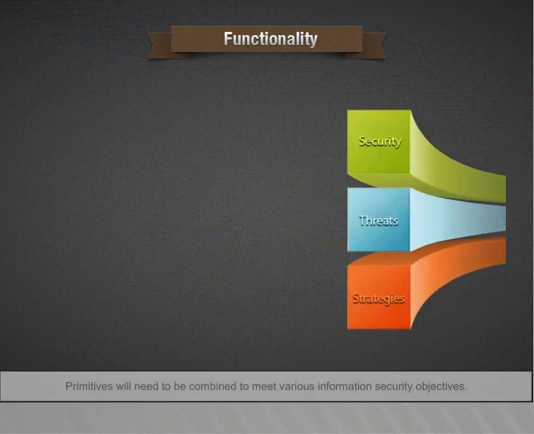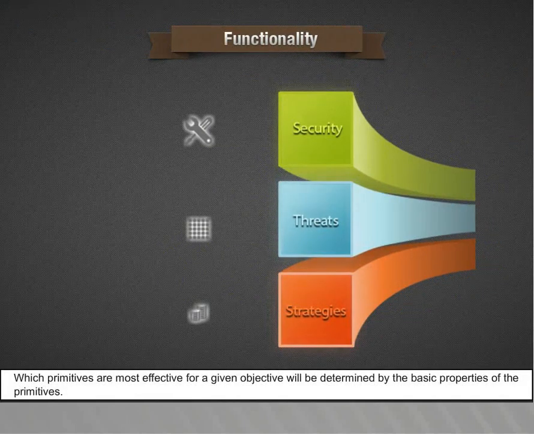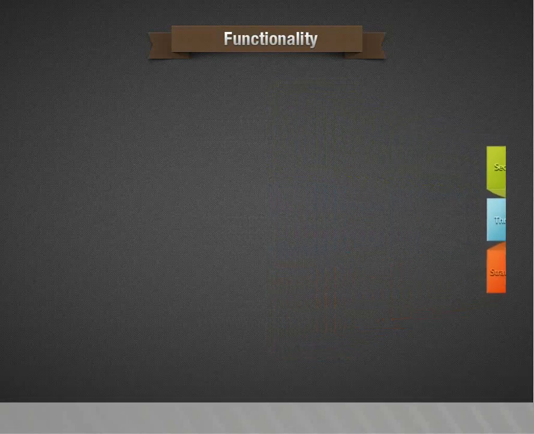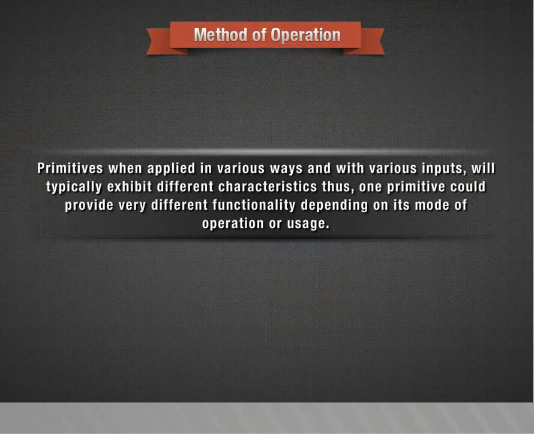Functionality. Primitives will need to be combined to meet various information security objectives. Which primitives are the most effective for a given objective will be determined by the basic properties of the primitives. Methods of operation. Primitives, when applied in various ways and with various inputs, will typically exhibit different characteristics. Thus, one primitive could provide very different functionality depending on its mode of operation or usage.